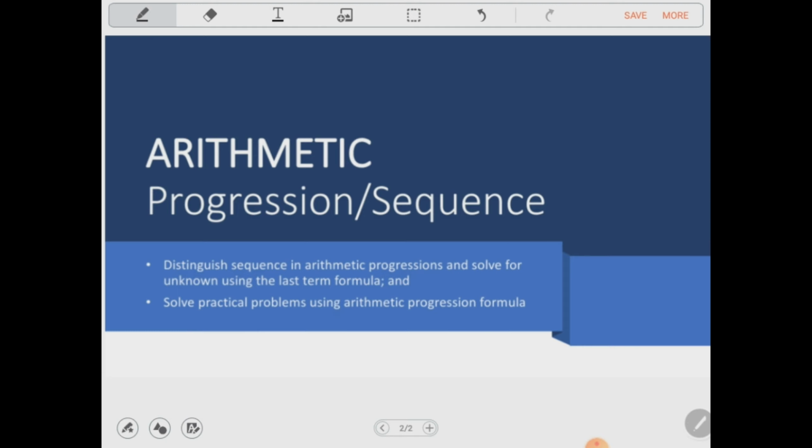So now, let me give you the objectives of our lesson today. Number 1 is distinguish sequence in arithmetic progressions and solve for unknown using the last term formula. And solve practical problems using arithmetic progression formula.